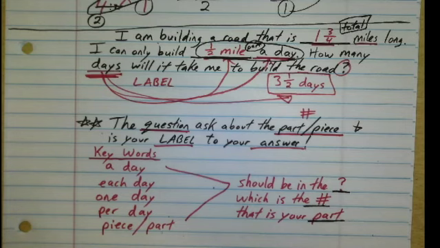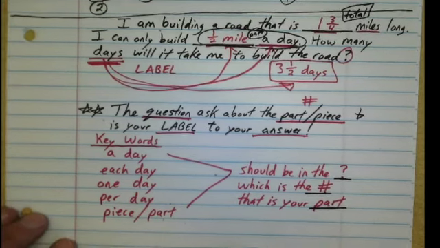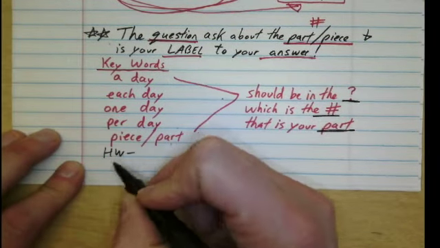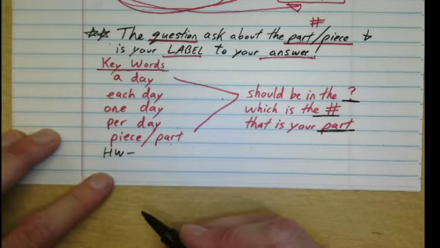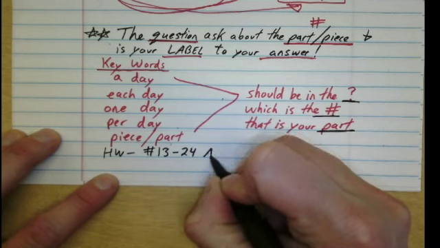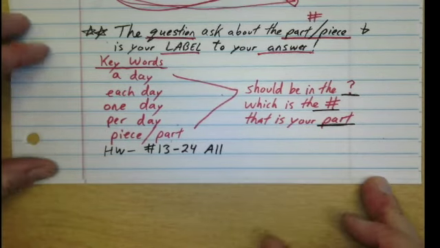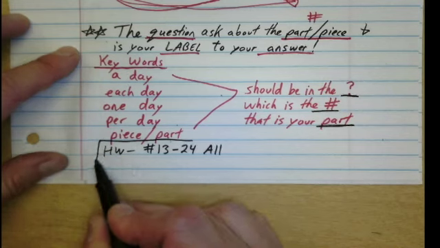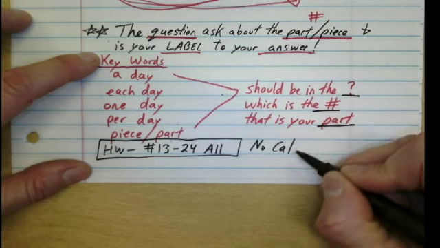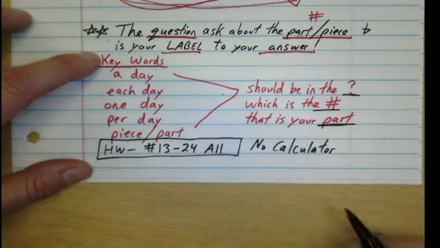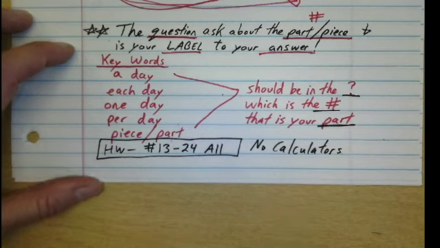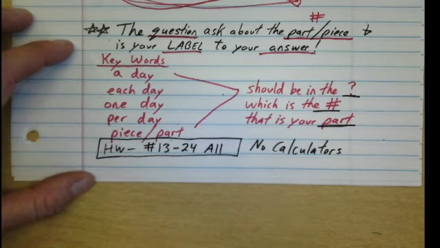So your homework to help you with this, on the worksheet that you're going to have for homework, I would like you to do numbers 13 through 24 all, and you're going to have the end of the day to work on this for your homework. Remember, no calculators. You need to show all your work, and this is going to help you set it up with mixed numbers and dividing, and we will do more story problems for practice.